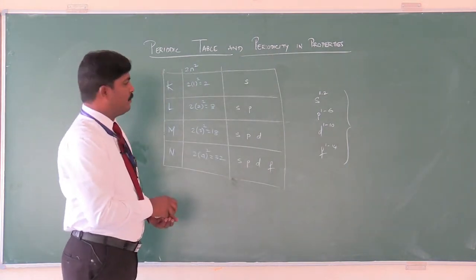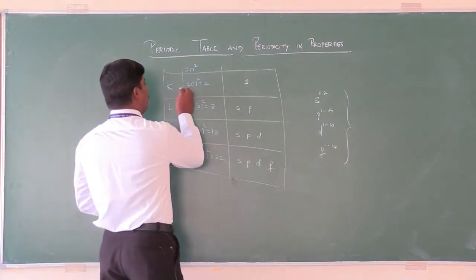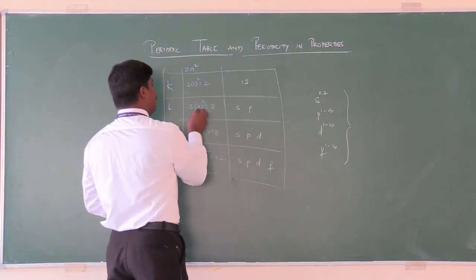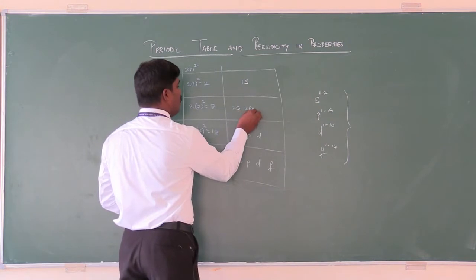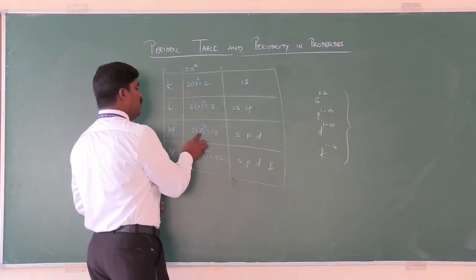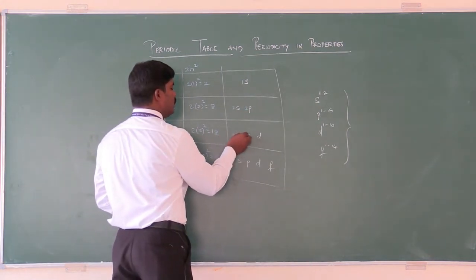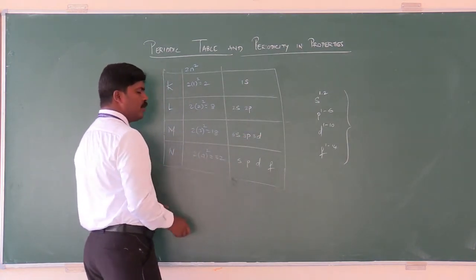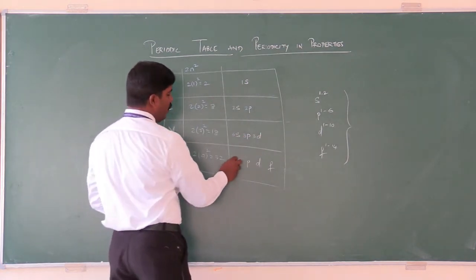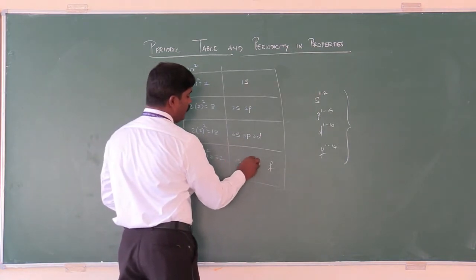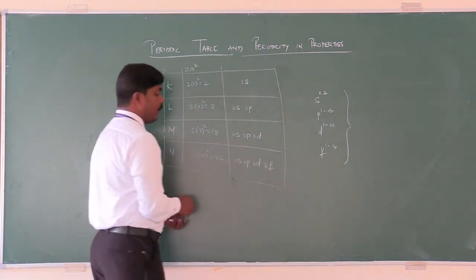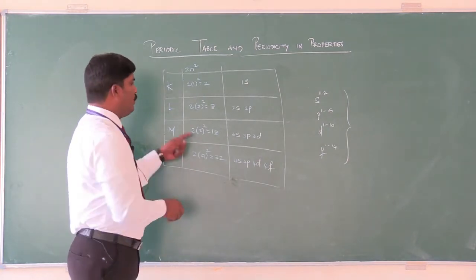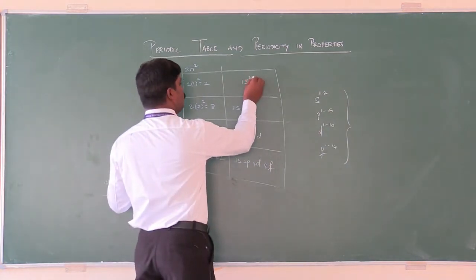Remember, K is the first shell, therefore I will put 1S here. L is the second shell, therefore I will put 2S and 2P here. M is the third shell, therefore I will put 3S, 3P, 3D. N is the fourth main shell from the nucleus. I will put here 4S, 4P, 4D, 4F. You know very well I told you S can take maximum 2.